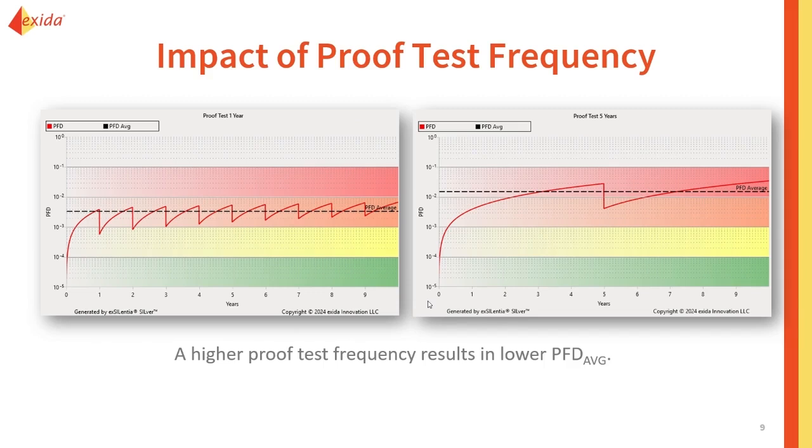In Silver, once you've modeled your SIF, you always have access to these PFD charts that are going to show you the probability of failure on demand of your safety instrumented function over time. And so this red line is showing the probability of failure on demand once you've installed your system and it's online. And the trend is always that it increases over time. Except you see these dips in the trend anytime you do a proof test. So in this first chart, you're seeing an annual proof test or a 1-year proof test. And so you see that dip in the trend of your probability of failure on demand every year.